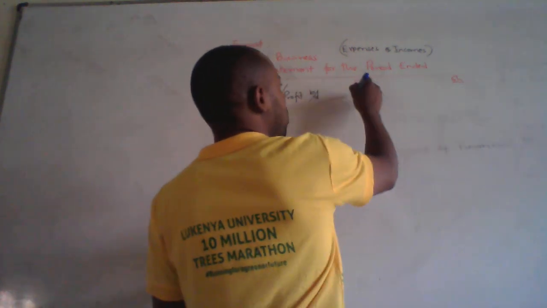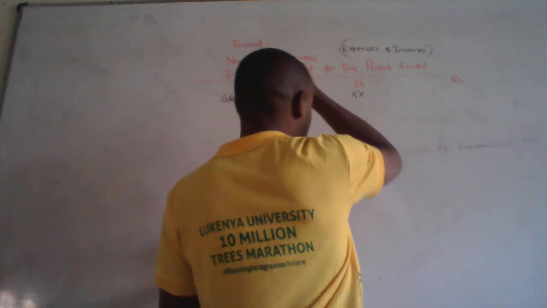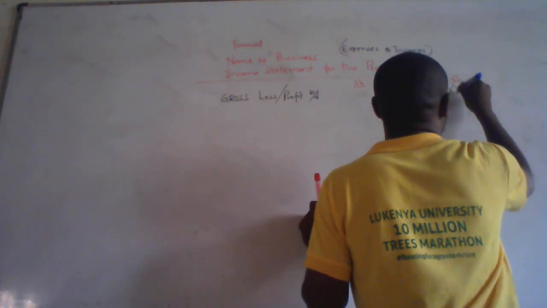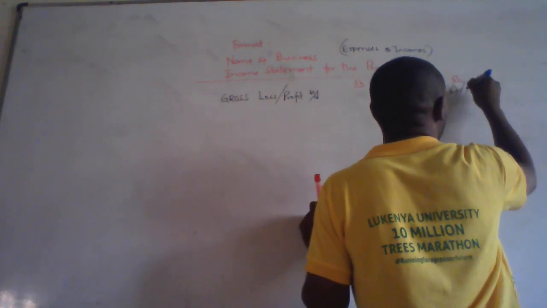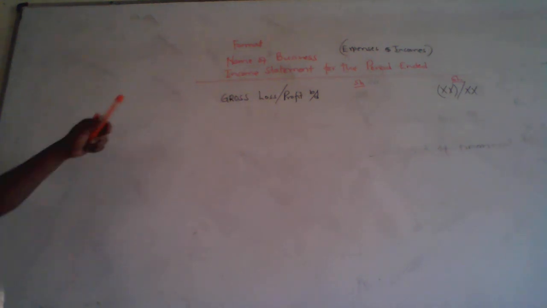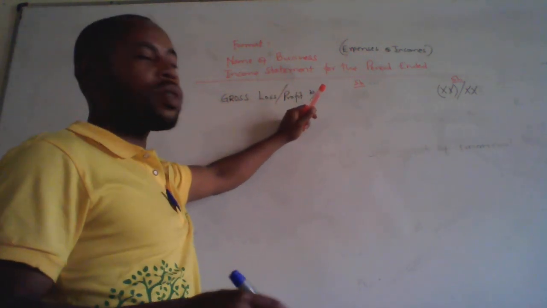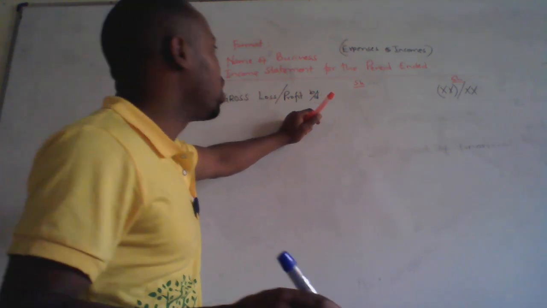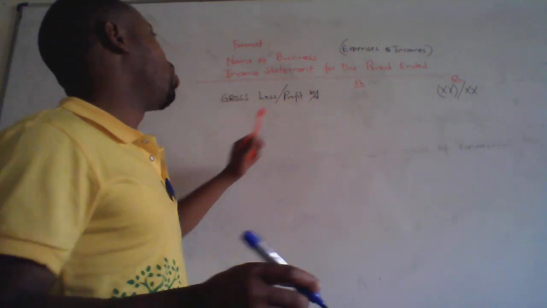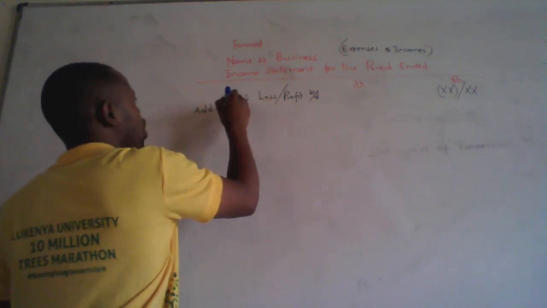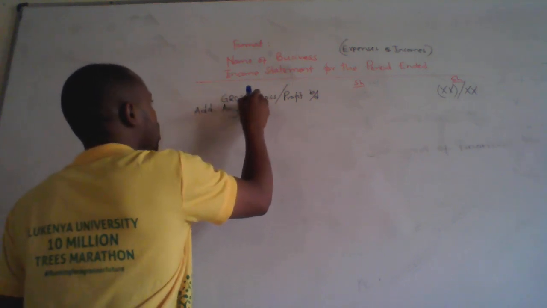If it is a loss, it is posted with brackets, and if it is a profit, it is always posted without the brackets. So this is a gross profit. This gross profit or loss that is brought down from the trading account is the first item that is fed into the income statement. You are supposed to add to the gross profit or loss any gains.